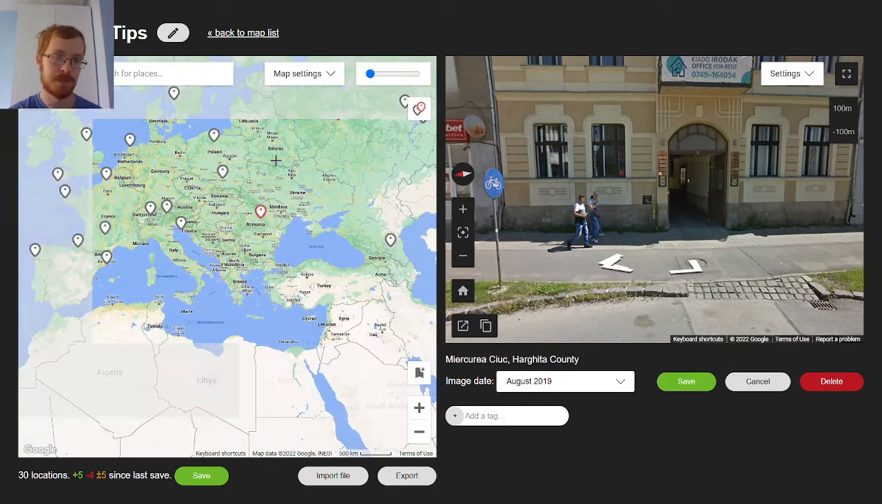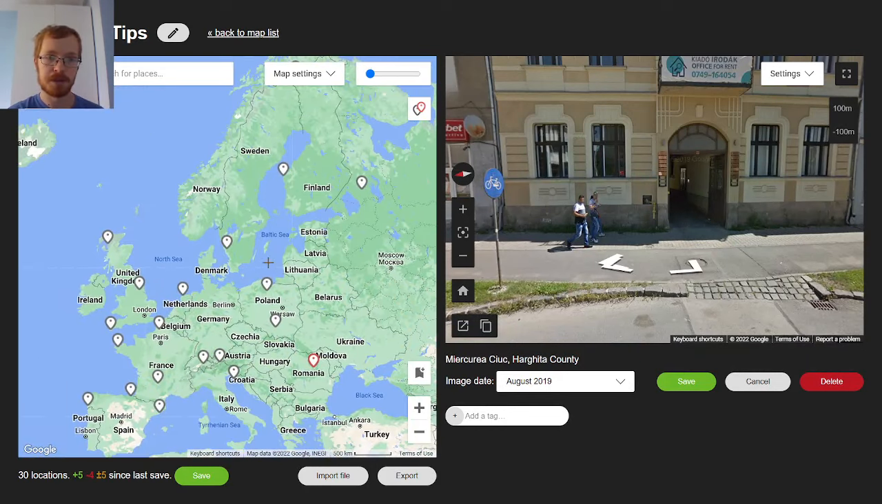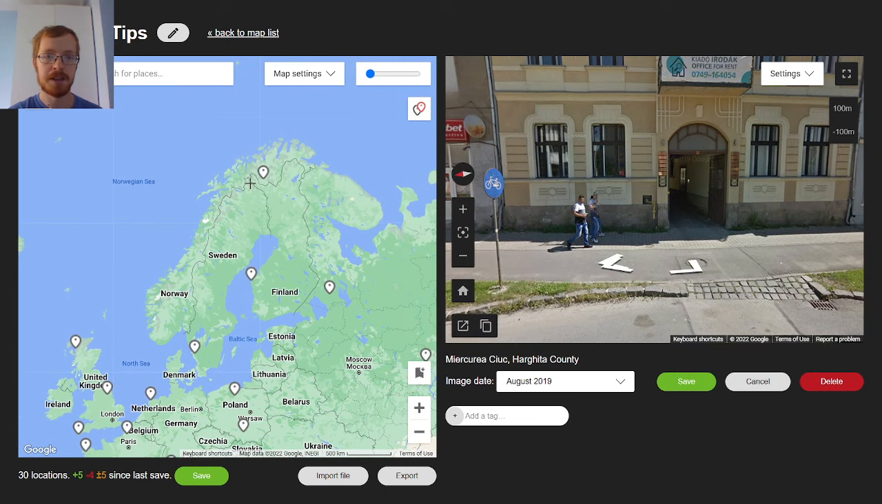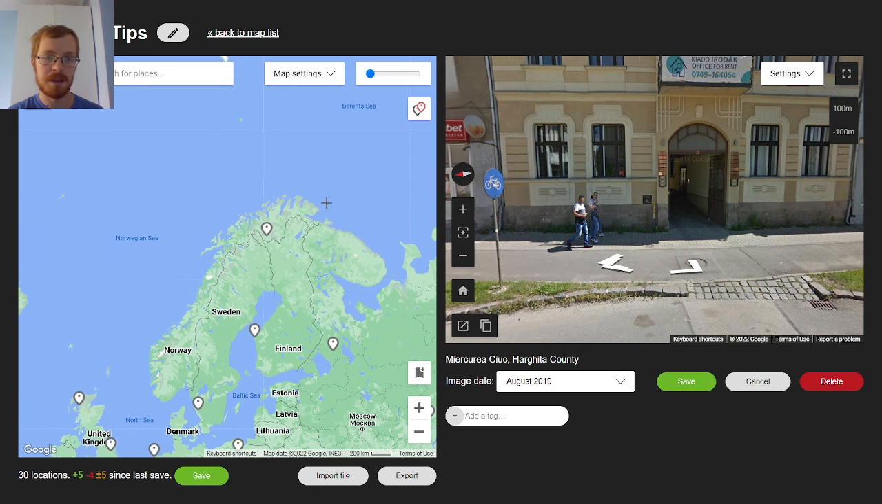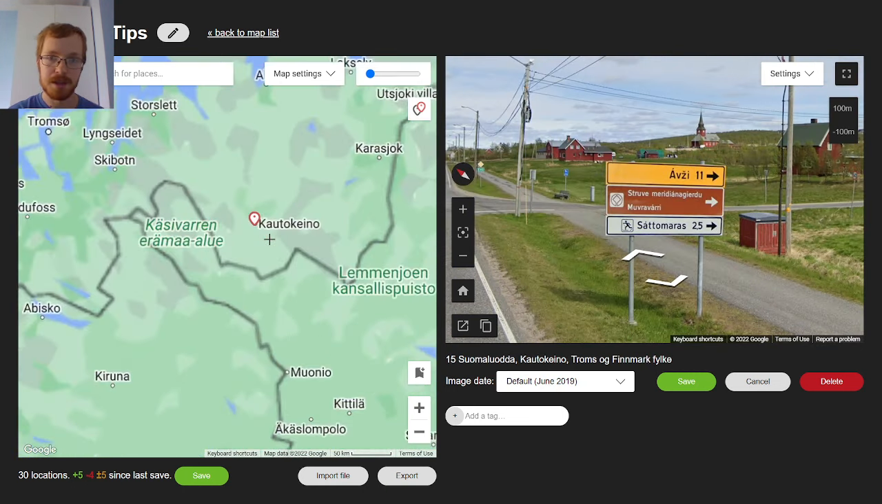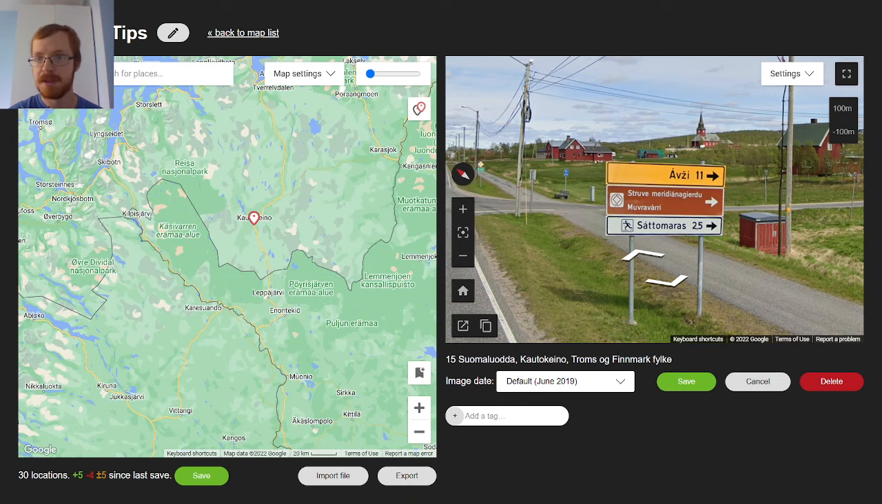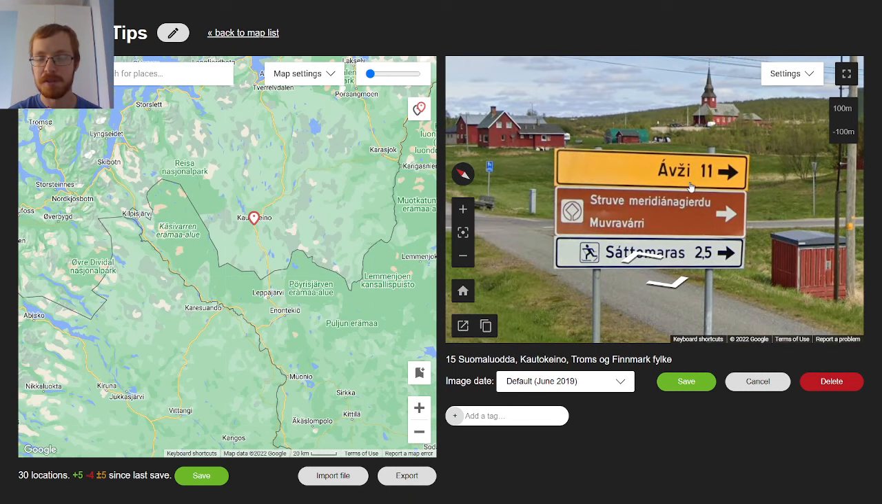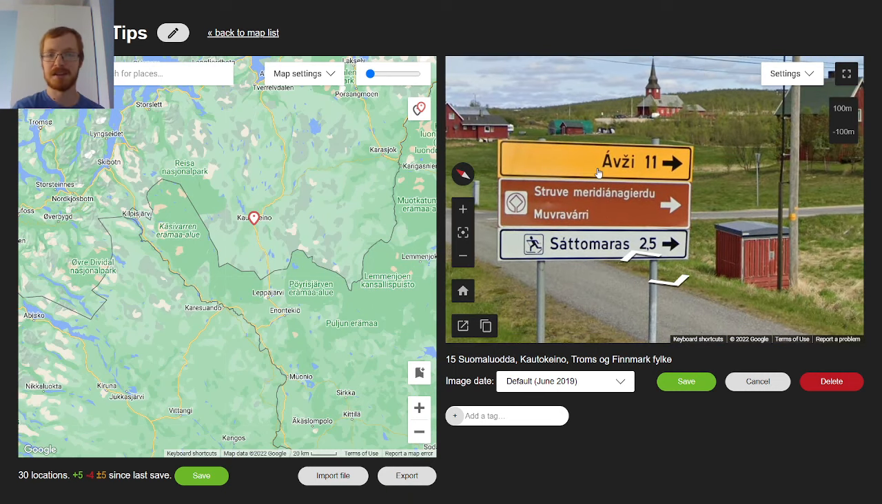So let's move on and talk about Scandinavia. In the far north of Scandinavia, they sometimes use the Sami language, which is spoken in the northern parts of Norway, Sweden and Finland. I feel like you see it most often in Norway. You can just recognize it because it looks very, very different to Norwegian or any Scandinavian language.